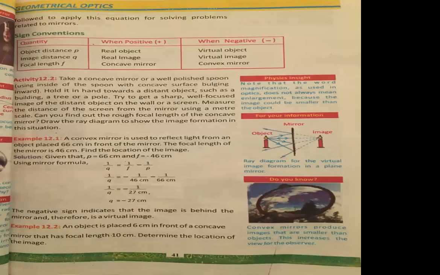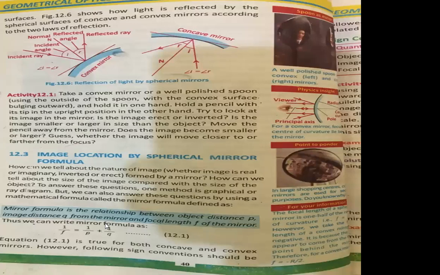Let me repeat this formula. This is called the mirror formula. It is a relation between object distance p, image distance q, and focal length f: 1 over f equals 1 over p plus 1 over q. You should memorize this by heart because we will use this formula many times in numericals and examples. It is true for both concave and convex mirrors.